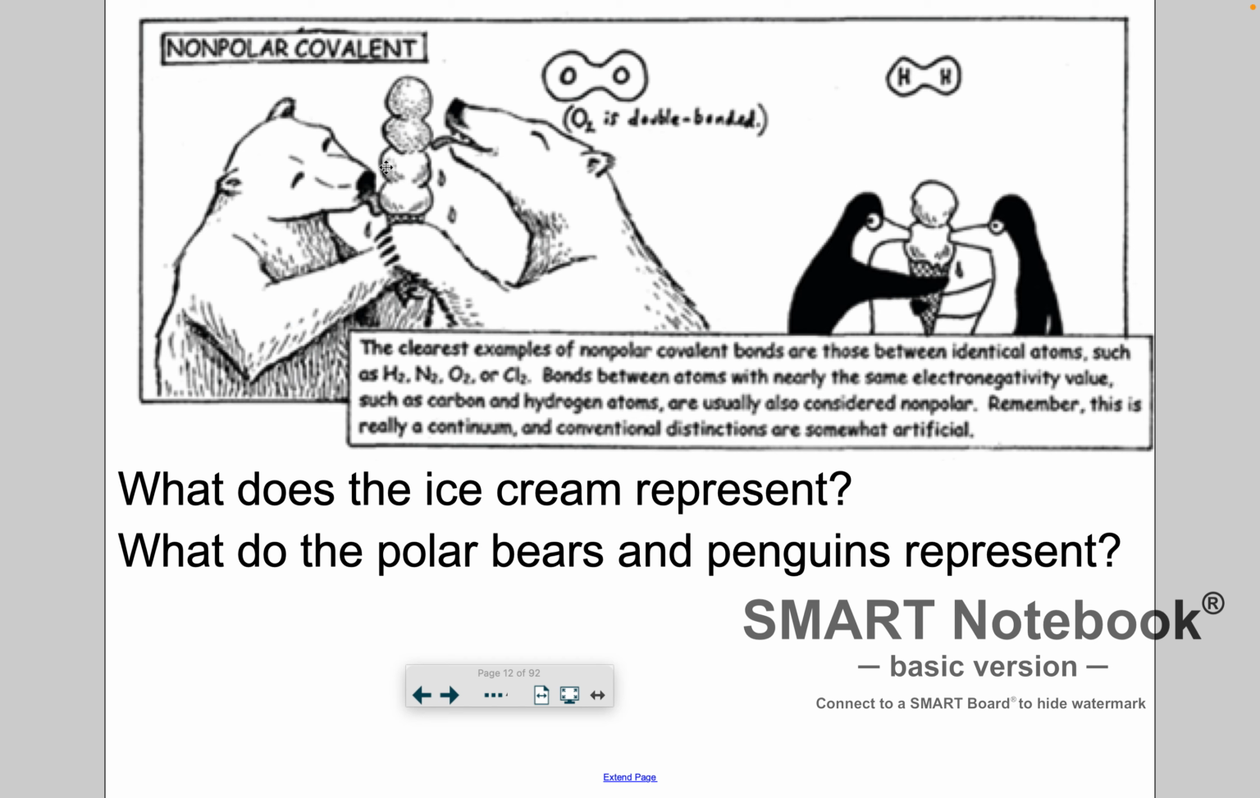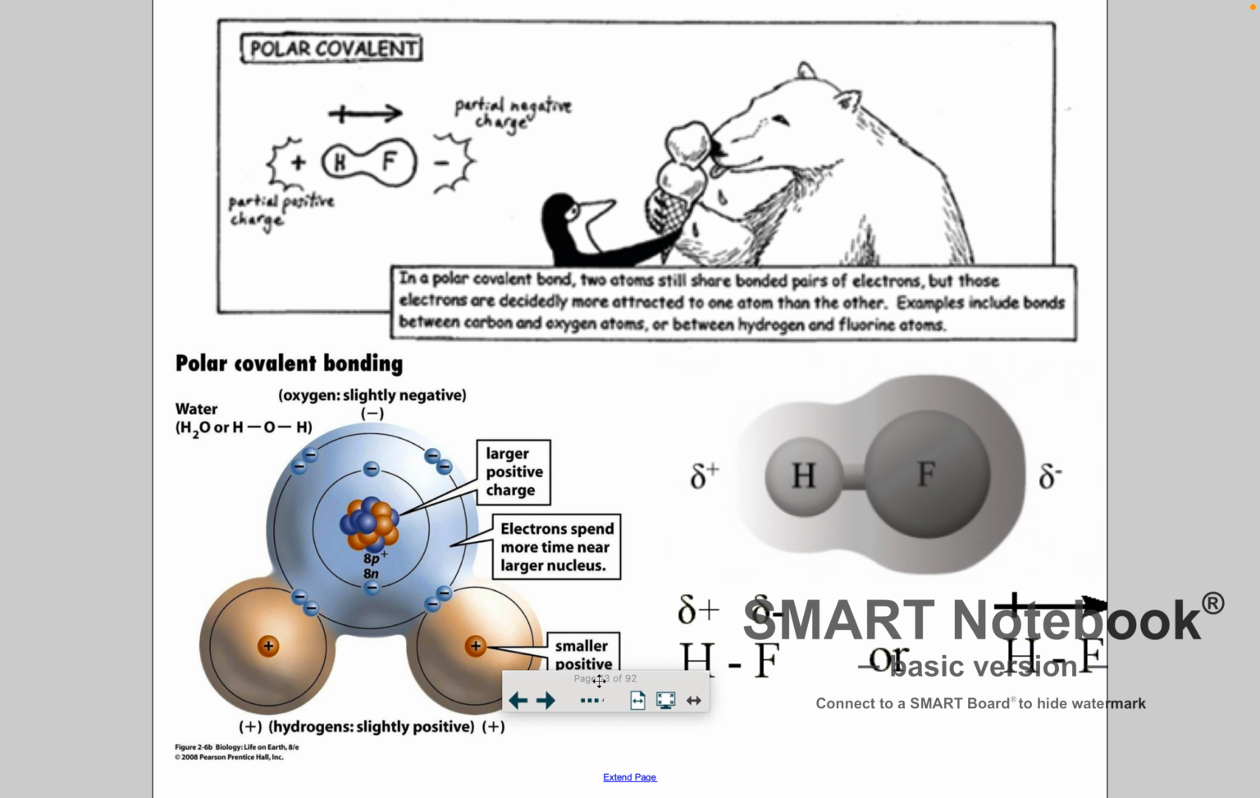Now, here we have two polar bears sharing an ice cream cone. Here we have two penguins sharing an ice cream cone. What does the ice cream represent? Your electrons, okay? What do the polar bears and penguins represent? Different types of atoms or elements.